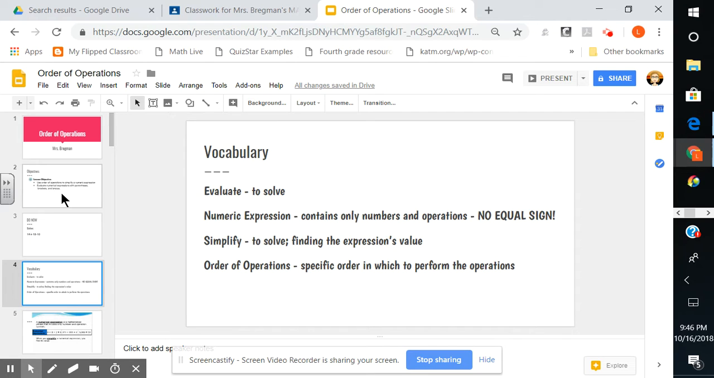So in your notes, I'd like you to write the vocabulary. Evaluate means to solve. So you're going to see questions that ask you to evaluate. Then numeric expression, which contains only numbers and operations, no equal sign. An equation contains an equal sign. An expression only has numbers and operations. Simplify means to solve, to find the expression's value. And then order of operations is the specific order in which to perform the operations. Please copy all of those down.